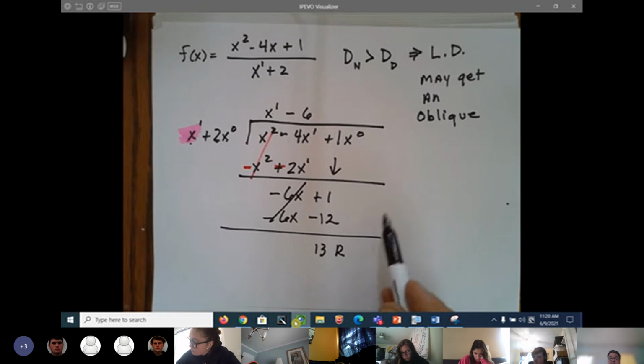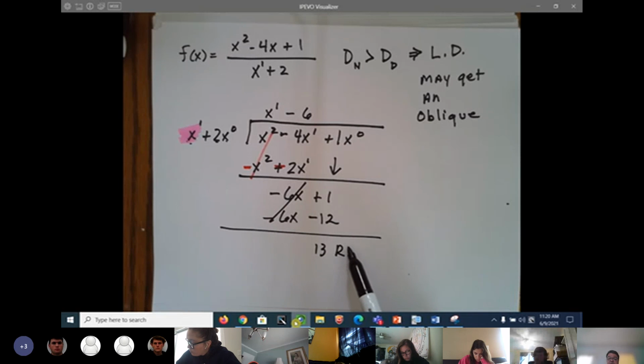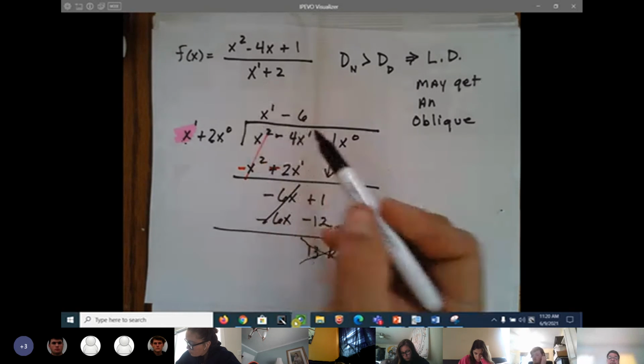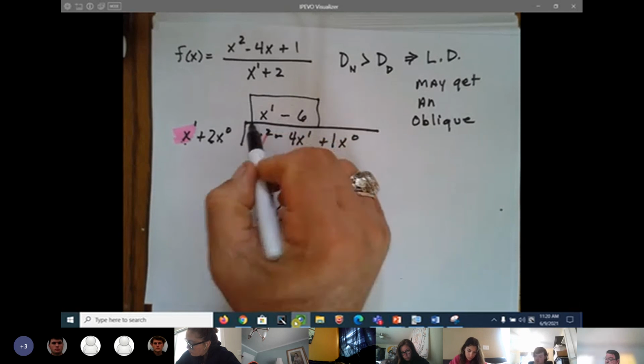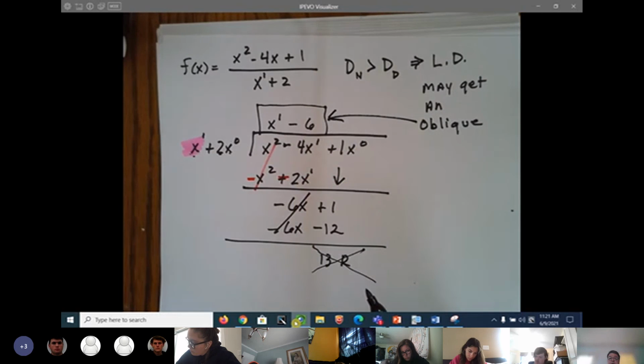And as for the oblique asymptote, we really don't care about the remainder. So I'm just going to put a light x. We don't really care about that. All we care about is this. This right here is an oblique asymptote. And you'll see what that means here in just a second. I've got to hurry because some of y'all are going to start convulsing.